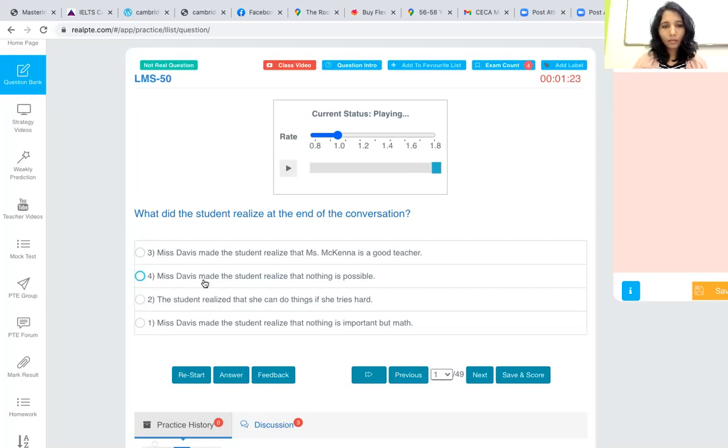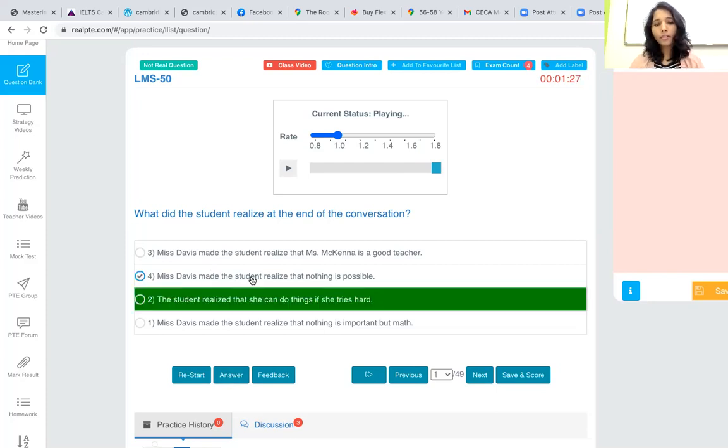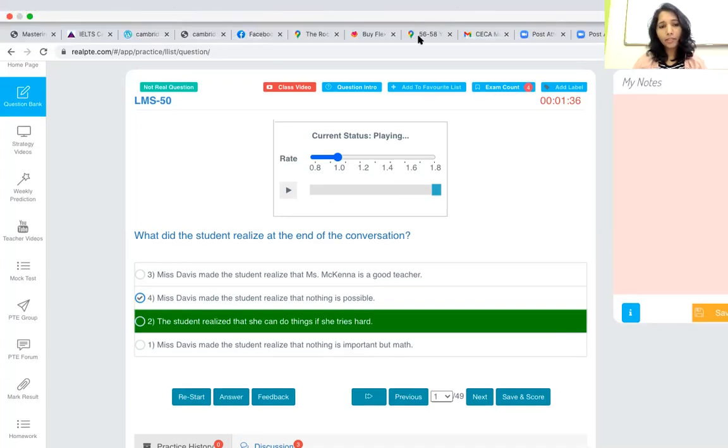So is it Ms. Davis made the student realize that nothing is hard? Or that the student realizes that she can do things if she tries hard? So this question type has no negative marking, so choose the right answer while you're listening to it.